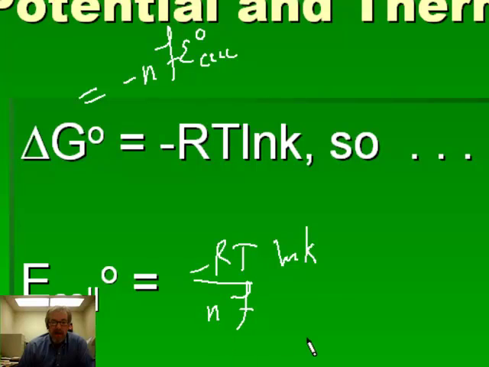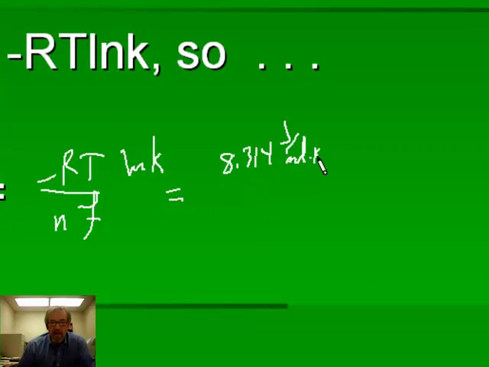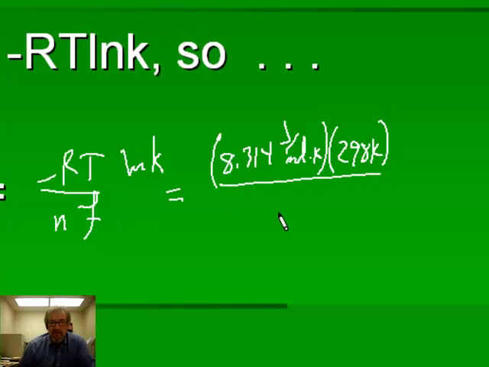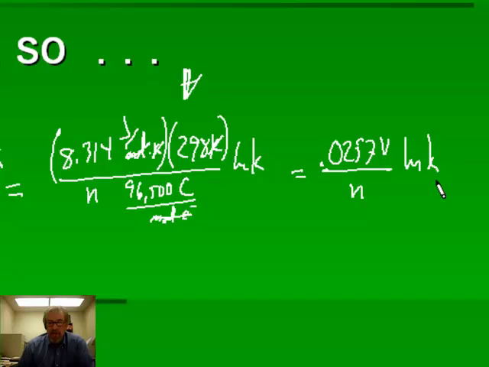Now if we actually put the numbers in here, for R we would have 8.314 joules per mole per Kelvin times temperature, well this is standard conditions, so 298 kelvins, divided by number of moles, that's just going to be n, times Faraday's constant. Faraday's constant was 96,500 coulombs per mole of electrons. Now, if you crunch the units down here, moles are going to drop out, kelvins are going to drop out, and you get joules per coulomb. But a joule per coulomb is a volt, so our units simplify to just volts. This is multiplied by natural log of K. So E naught cell, in its simple form, is 0.0257 volts divided by the number of moles of electrons transferred in the redox reaction times the natural log of K.